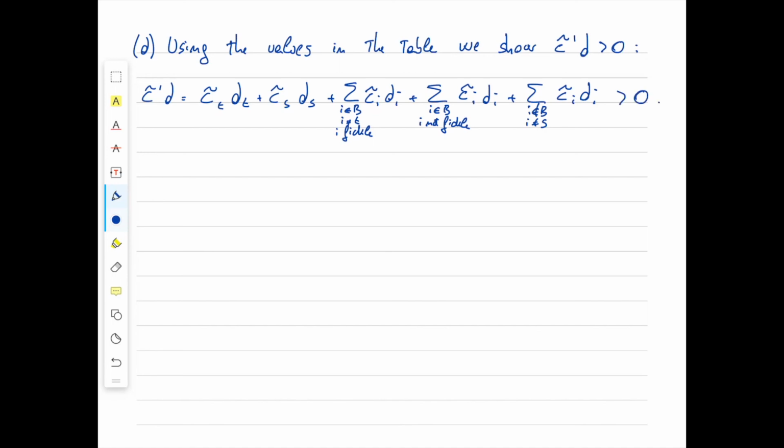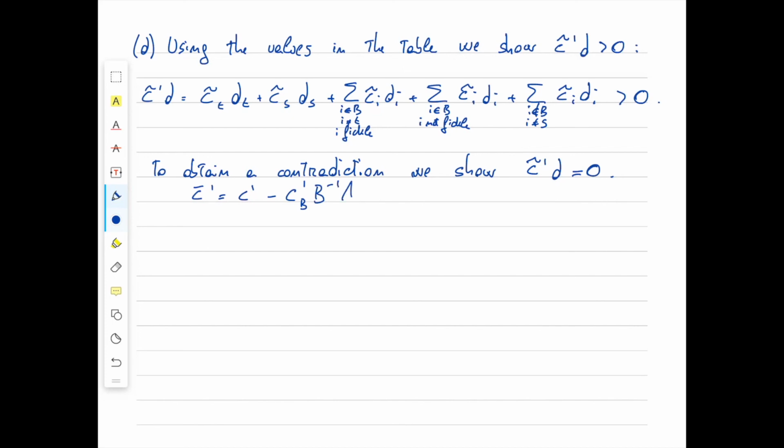If you remember, our proof is by contradiction. So now, to obtain a contradiction, we show c tilde transpose d equal to 0, which contradicts what we have just shown. How are we going to obtain that? Well, let's write c bar transpose using the definition of our reduced costs. This is c transpose minus c B transpose B inverse A. And let's write also c hat transpose using our definition of reduced costs. This is again c transpose minus c B hat transpose B hat inverse A.